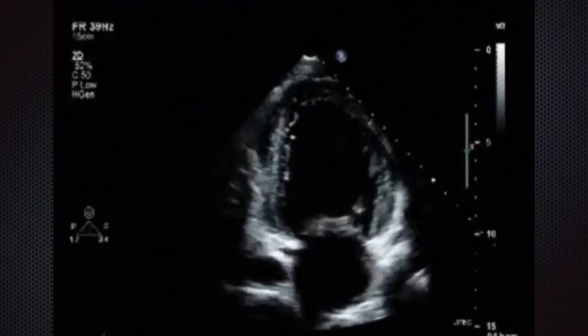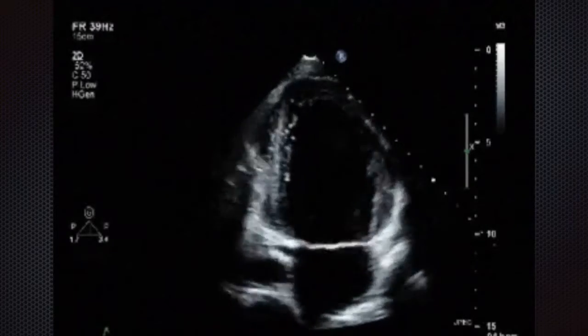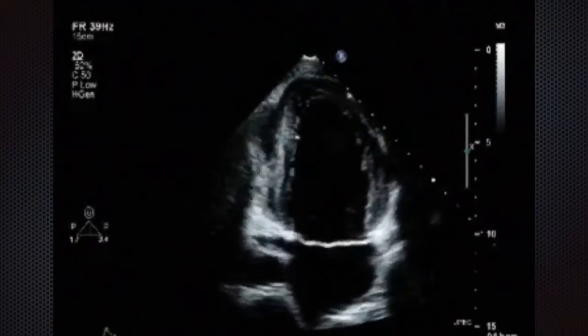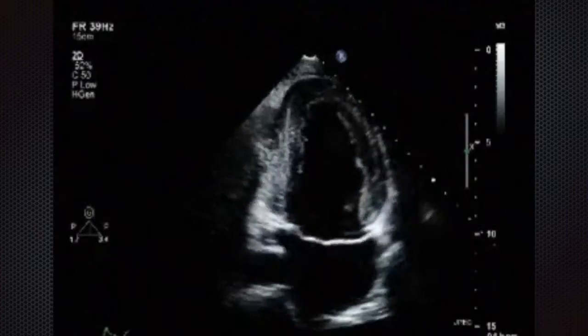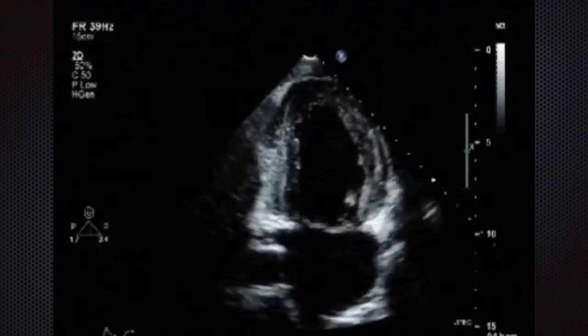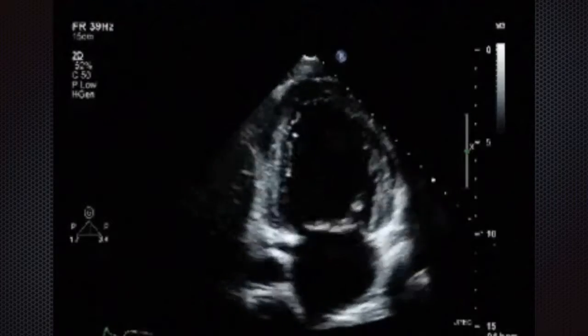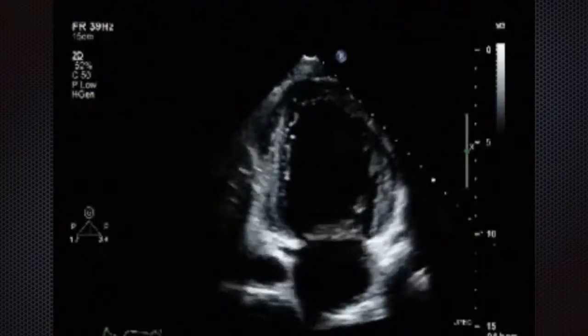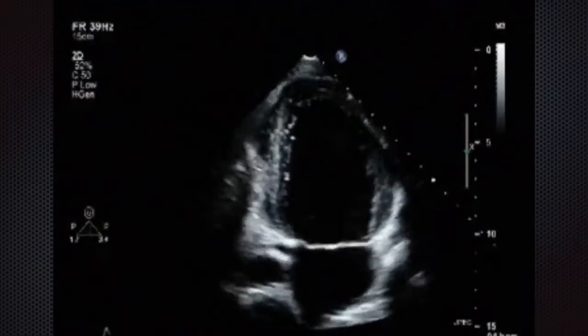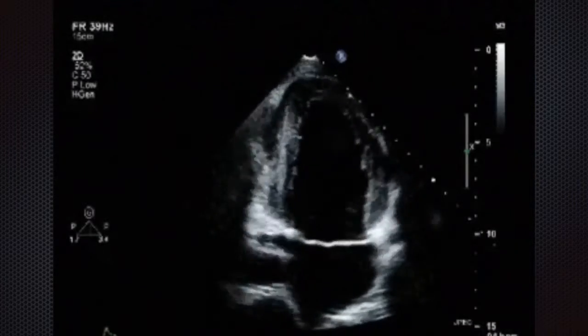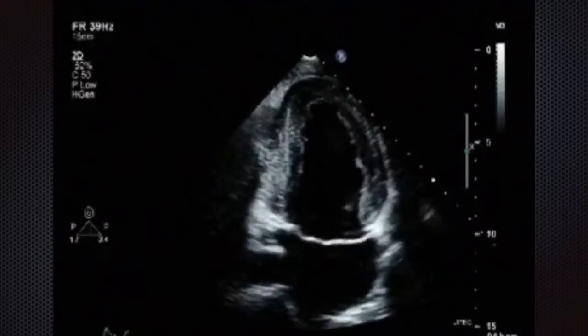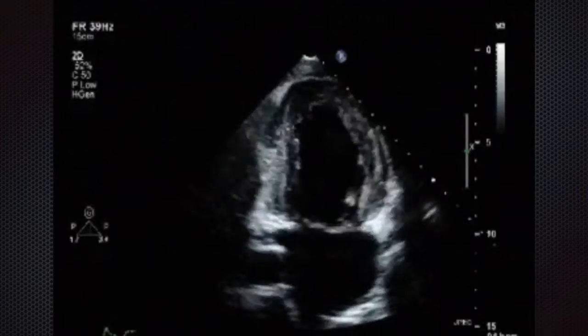This is a view of the apical 2 chamber, and we've seen this one before, so we know the inferior wall is on the left and the apex on the top. The same things apply. How thick is it in its diastole phase, and how much does it thicken during systole? And also, does the internal diameter reduce by about 30%?